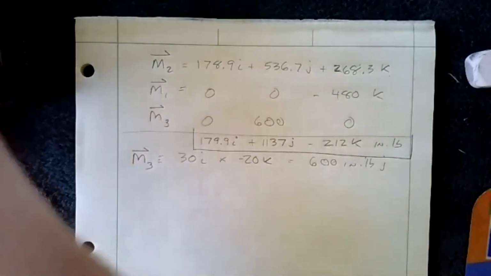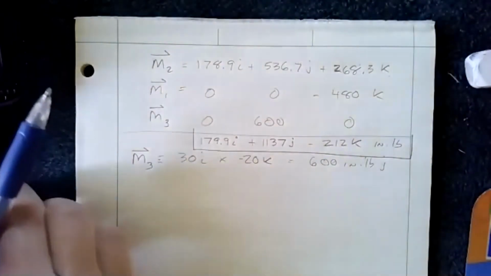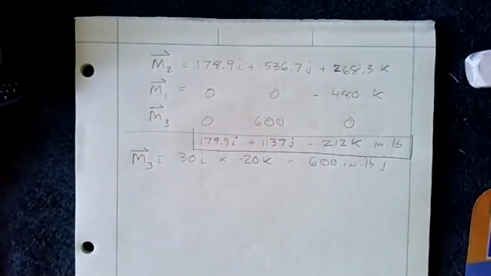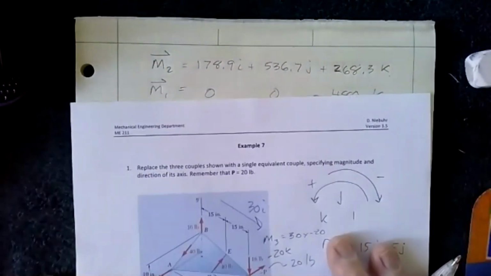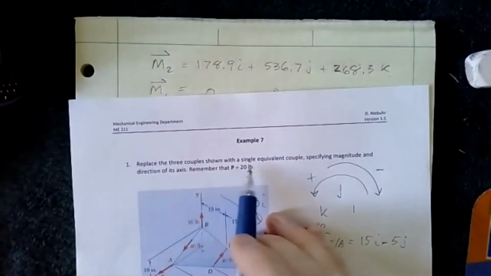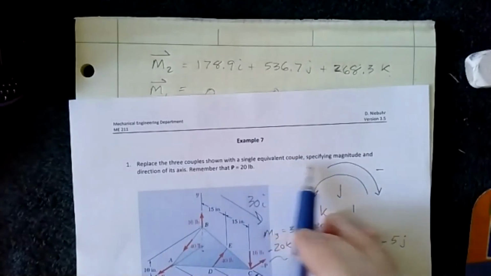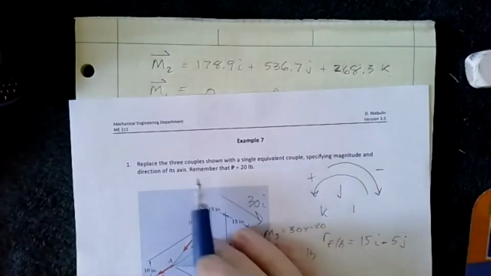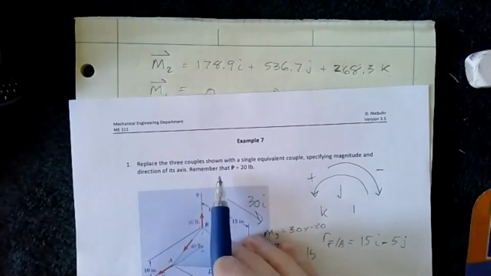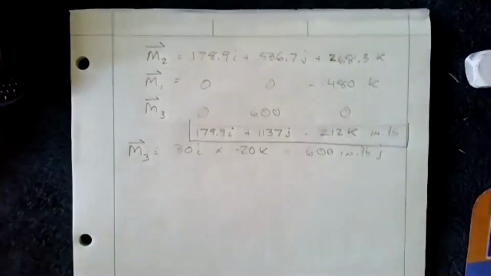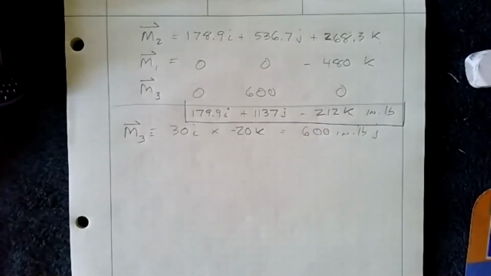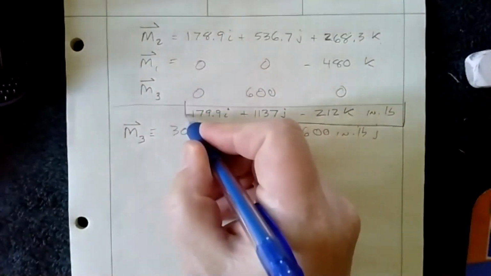Now, one other thing with this is sometimes it'll ask you, like in this problem, it may be good enough to just add all 3 couples together into a single couple, but this one says specify magnitude and direction of its axis. So how do you do that? That one last part is just simple vector stuff again.